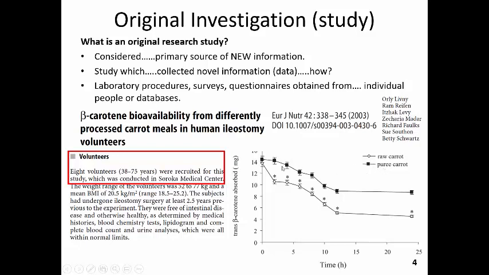The results here indicate, as a function of time following consumption, the 8 individuals experienced a greater degree of absorption of beta carotene when the carrots were consumed in a cooked and pureed manner rather than carrots that were consumed raw. So what we're looking at here once again is that this is information that did not exist prior to conducting the study, and this is an original study because this was information drawn from 8 volunteers.